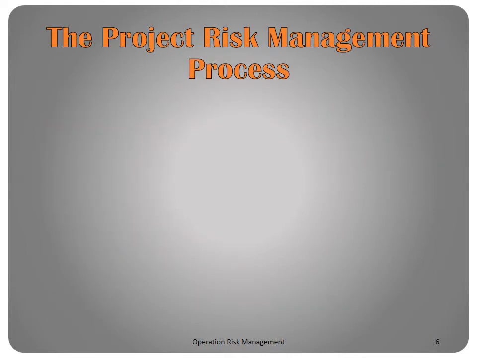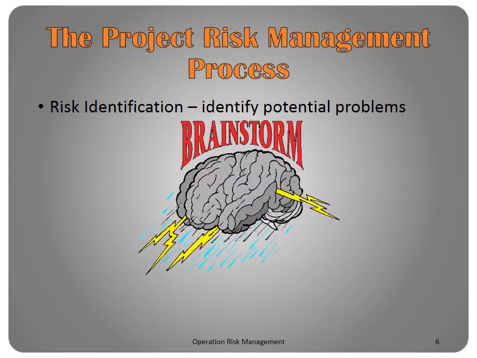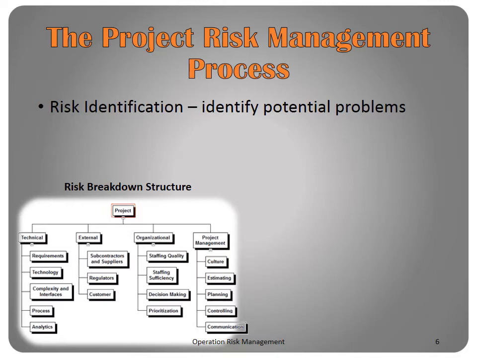The project risk management process has 4 steps: risk identification, risk assessment, risk response development, and risk response control. The process begins by brainstorming and using other problem-finding techniques to identify potential problems. A risk breakdown structure can be used to organize the identified risks and as a tool to recognize additional risks.